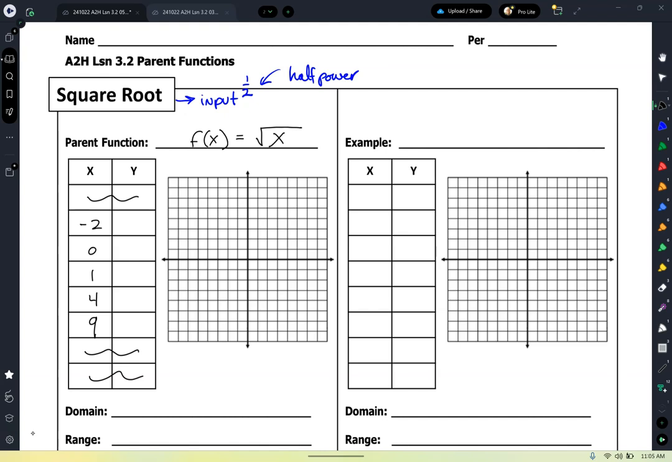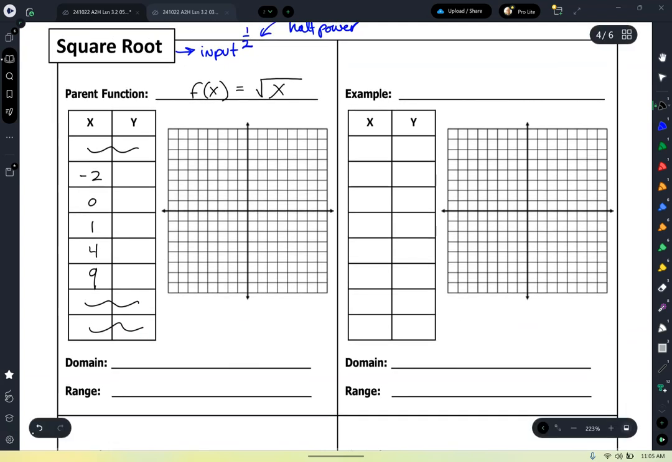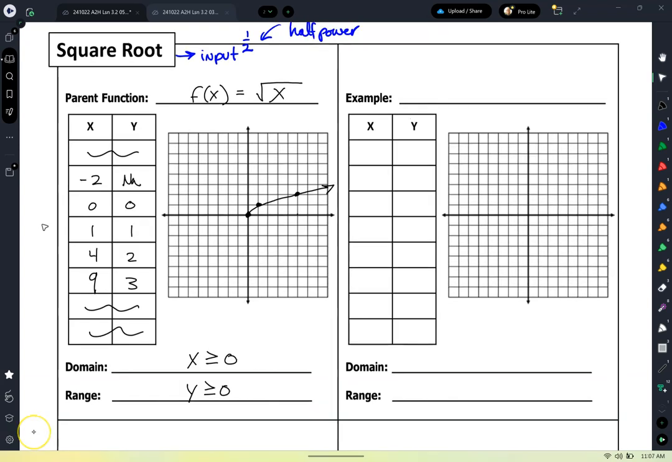Why don't you go ahead and do your outputs, your graph, your domain and range. Do the whole thing. Let's see what you got. Go for it. Here's what you should have come up with here.